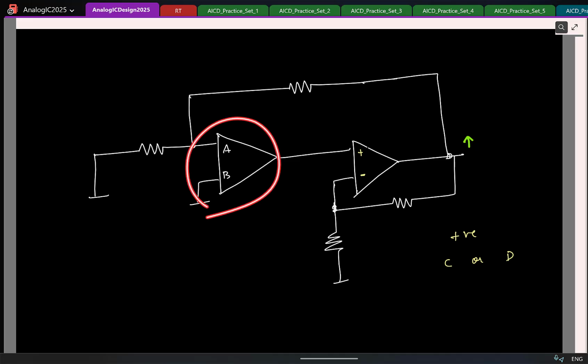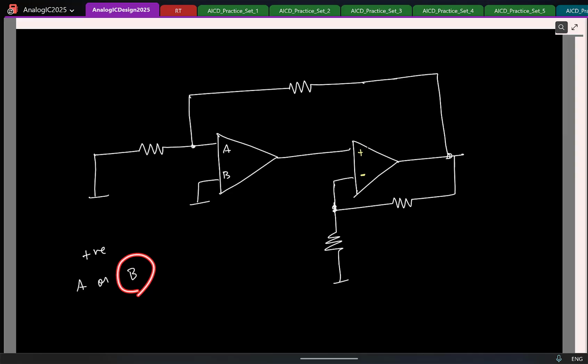Similarly, you can do it for the first op-amp. So can you work out and tell me what is the correct sign for the first op-amp? For positive, I want A or B. B is negative or positive? You are saying positive is B. So these are the signs. You can work it out and check. This is what you should do. Okay.